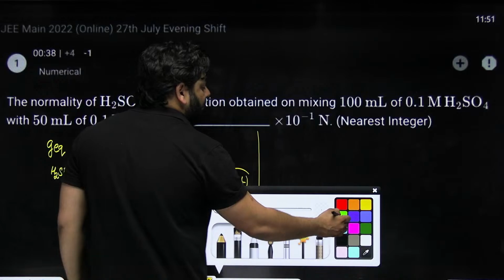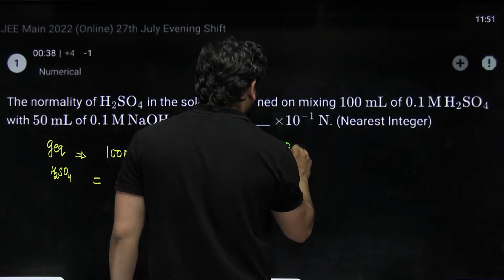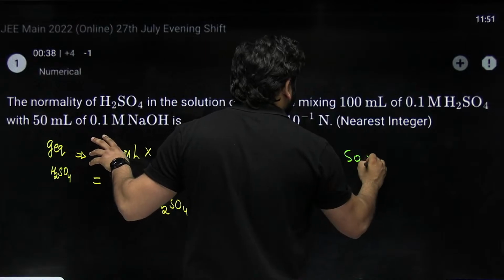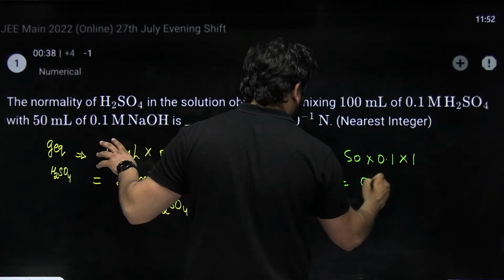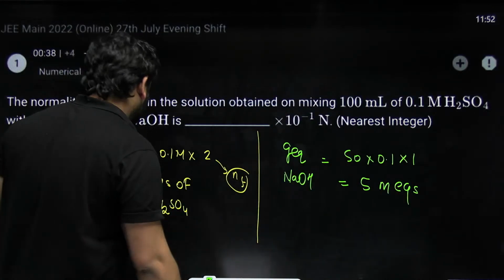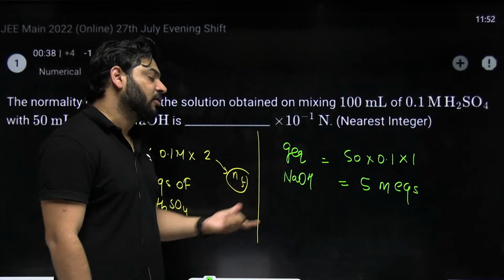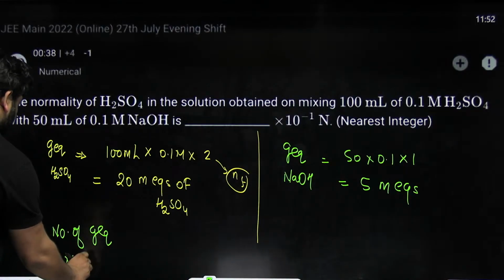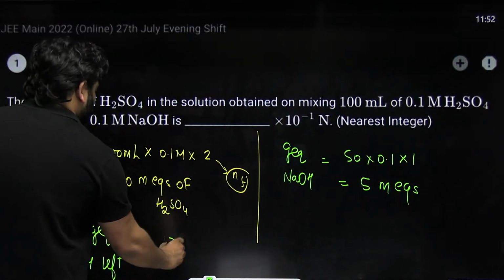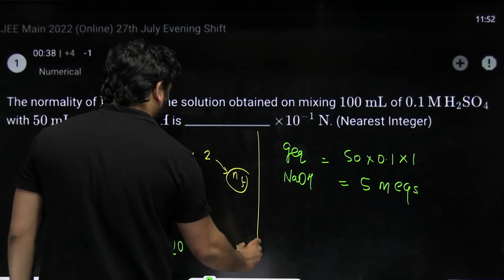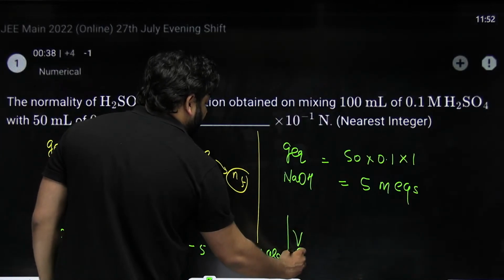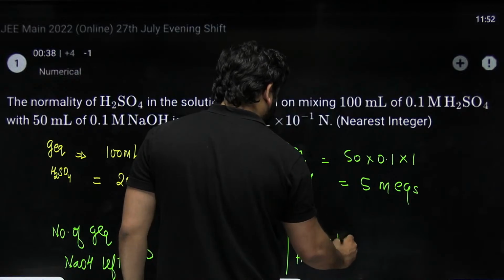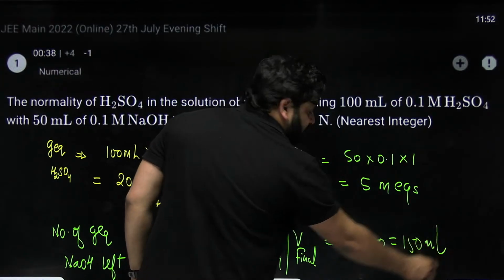Then you can find the number of gram equivalents of NaOH by doing the same: volume times molarity times n-factor, which is 1, and it comes up as 5 milli equivalents. We know that 1 gram equivalent of H2SO4 reacts with 1 gram equivalent of NaOH, so the remaining gram equivalents left after this reaction will be 20 minus 5, which is 15 milli equivalents. The final volume after mixing these two aqueous solutions will be 100 plus 50, which is 150 ml. All set, all clear?